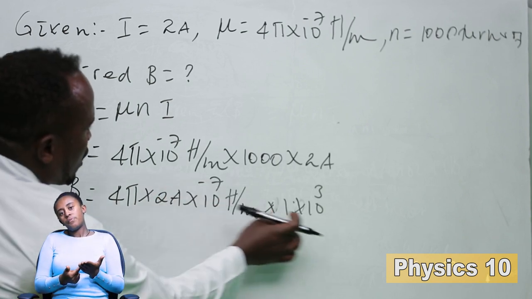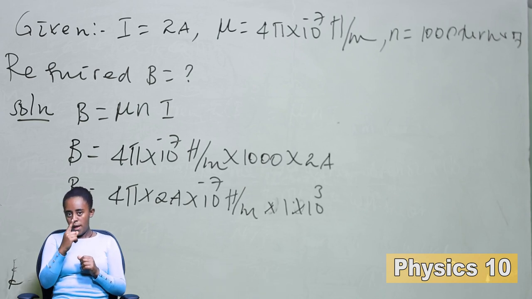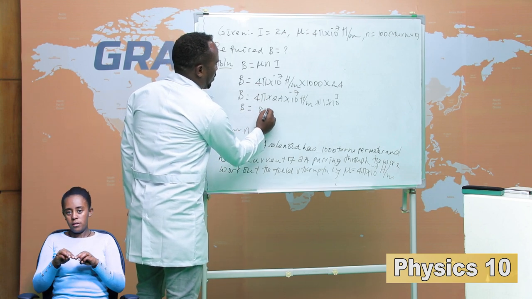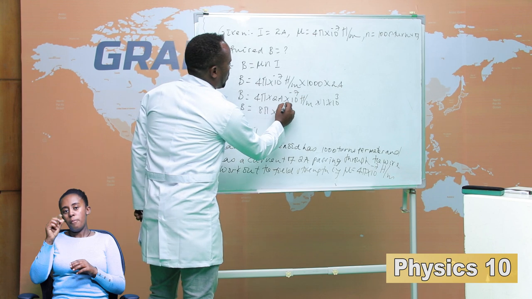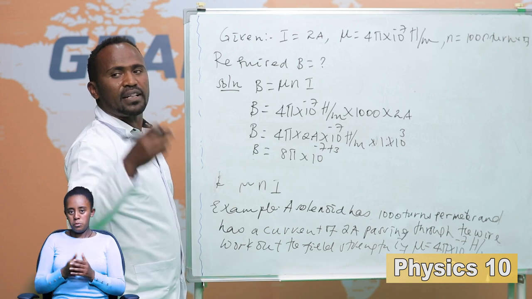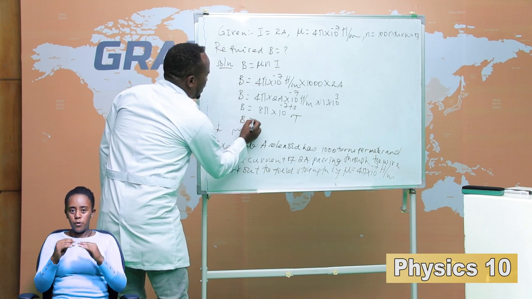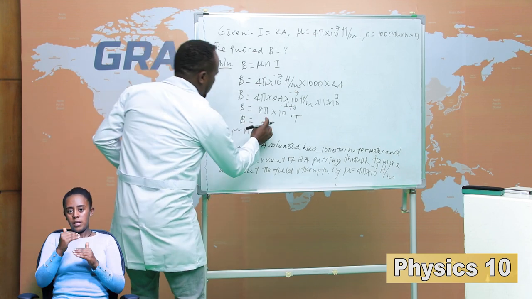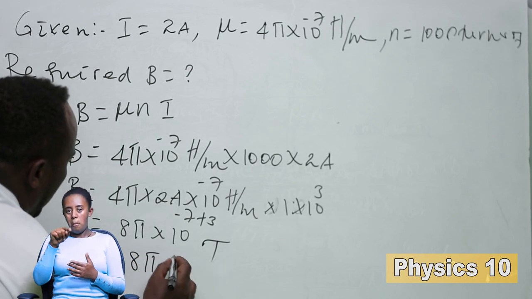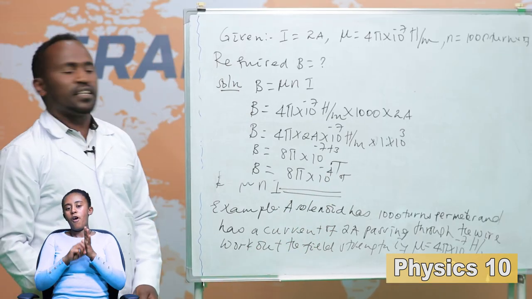Therefore, taking the base, since the base is common, we take one base and add the exponents. Therefore, magnetic field is equal to 4 times 2 is 8 pi times 10 to the power of minus 7 plus 3, because the exponent is minus 7 and 3. You know the unit of magnetic field is what? Tesla, therefore T. Magnetic field strength is equal to about 8 pi times 10 to the power of minus 4 Tesla is the value of magnetic field strength.